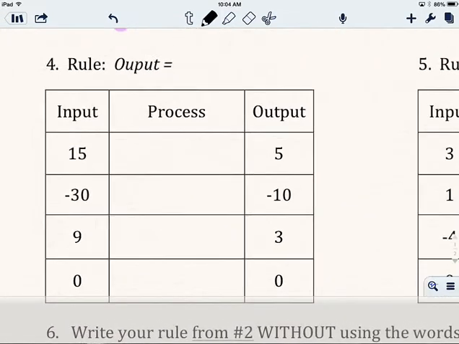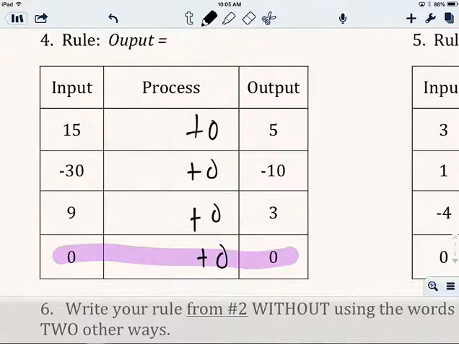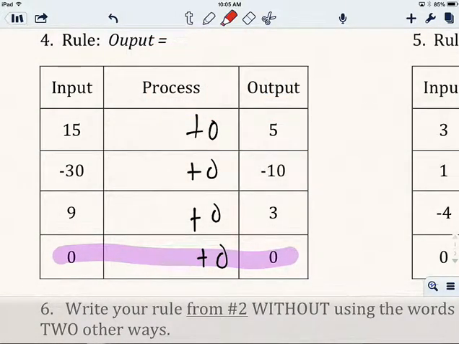Okay, things are going to get a little bit more complicated here. I found a 0 row here, and that tells me that I'm not adding anything. So there's no addition or subtraction in this because 0 plus 0 is 0. So I have to rely on squaring, maybe division, multiplication, something like that. So let's look at the relationships here. I have to get from 15 to 5, negative 30 to 10, 9 to 3. 9 to 3 is a good hint for me because I know my 3's. I know to go from 9 to 3, you have to divide by 3.